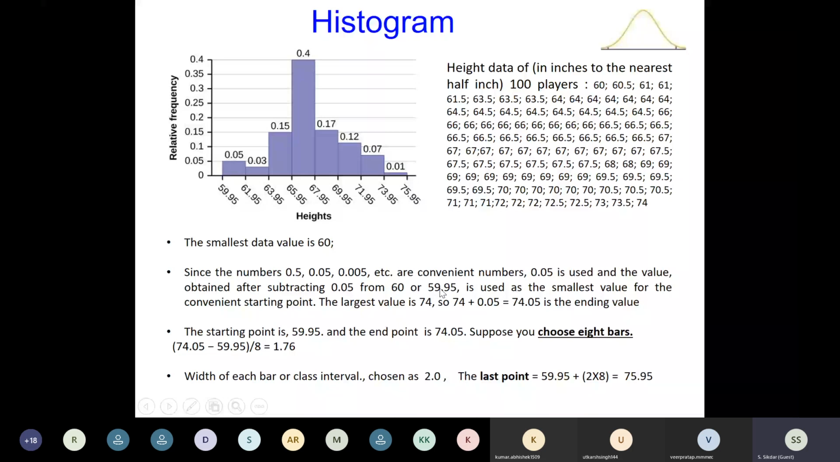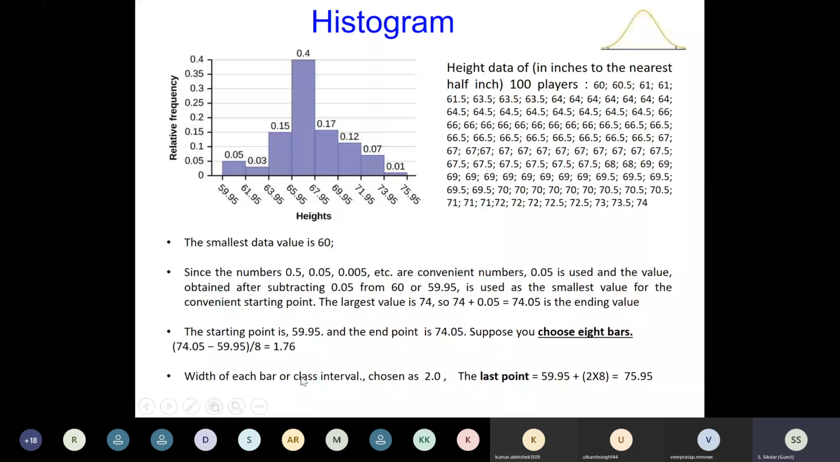But it's not necessary that I have to do it like that. You could have taken 0.5 also, so you could have started with 59.5, that would include it. And if you do that, and maybe your largest value is 74 and you add 0.05, then your starting point is 59.95 and end point is 74.05. And I want to choose 8 bars. I could have chosen 10 bars, so it totally depends on me. In that case, it would have been divided by 10.